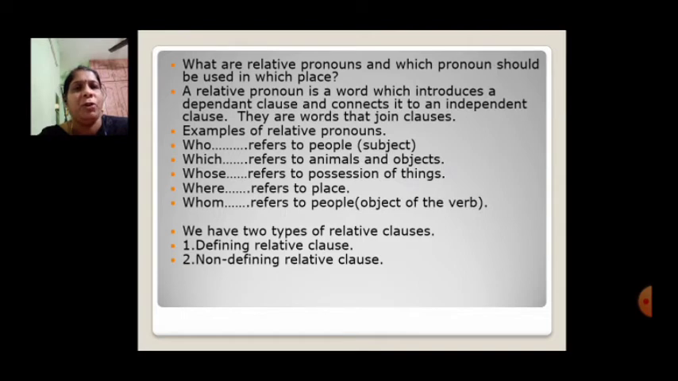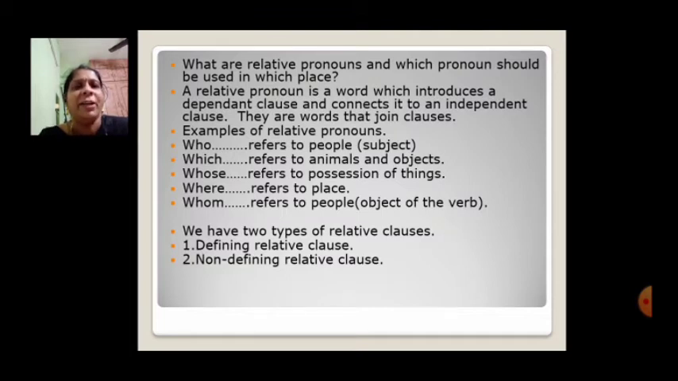Examples of relative pronouns: who refers to people. When we talk about the subject, then we use the relative pronoun who. Which refers to animals and objects. Whose refers to possession of things. Where refers to place, and whom refers to people. So who refers to people also, but it's the subject, and whom refers to the object of the verb. Okay, these are the relative pronouns which should be used when we use a relative clause.